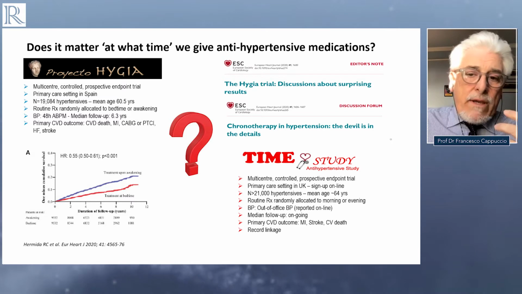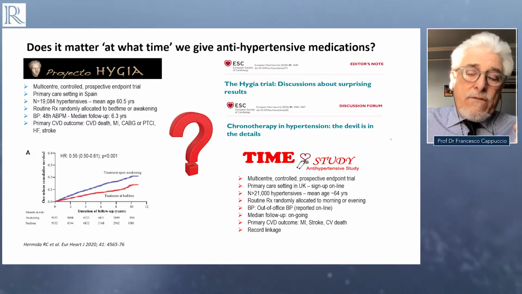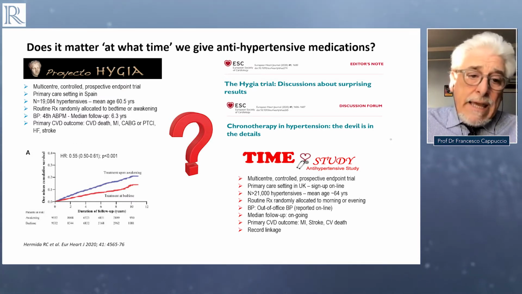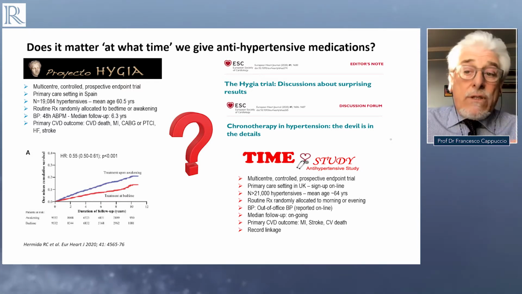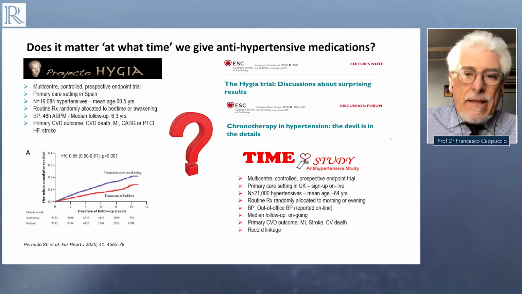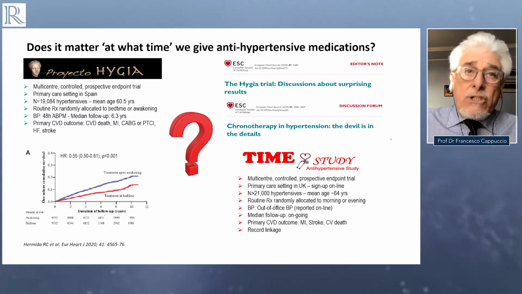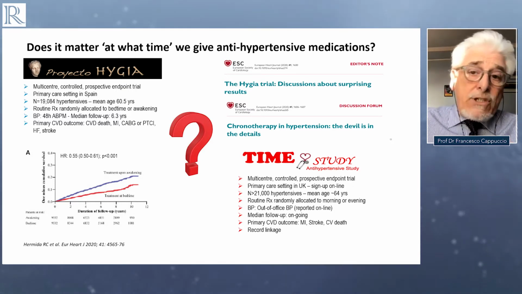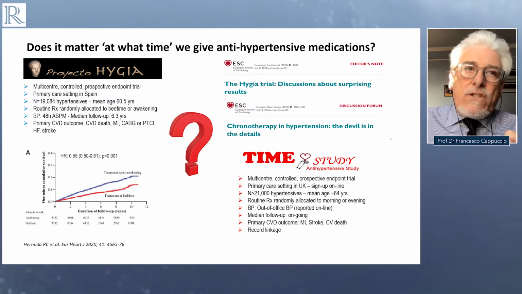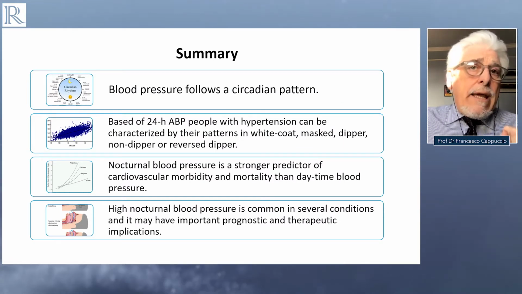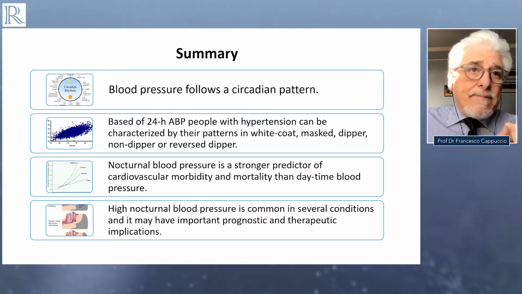And I think we eagerly await the results of this other trial to try and see whether there's anything that would suggest that we might change the pattern of blood pressure administration, at least in those with estimated nocturnal hypertension. So for the time being, I think the recommendations internationally remain to administer blood pressure medications in the morning. So to conclude in summary, blood pressure follows the circadian pattern.